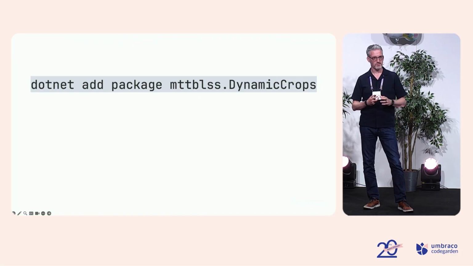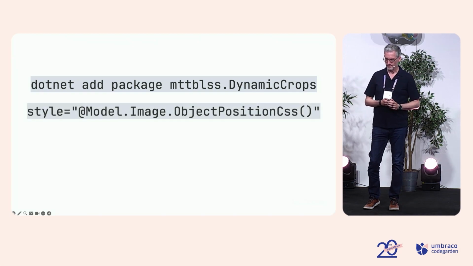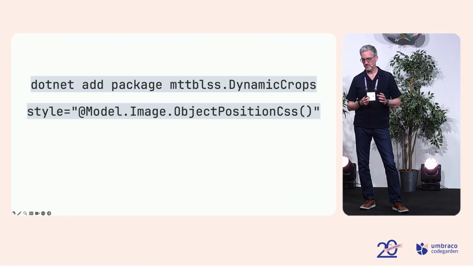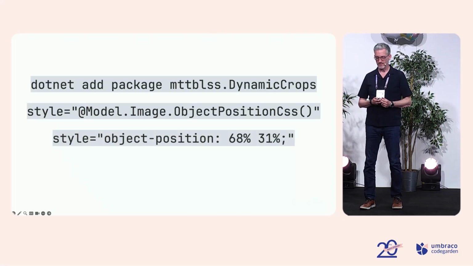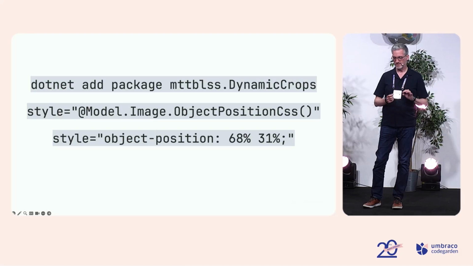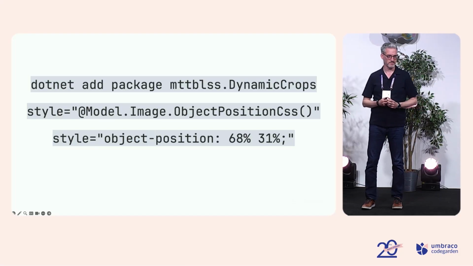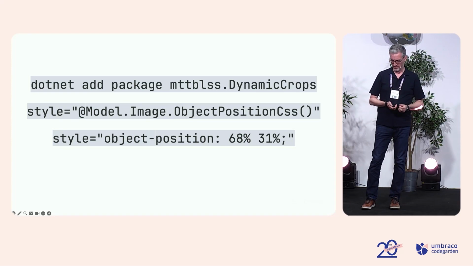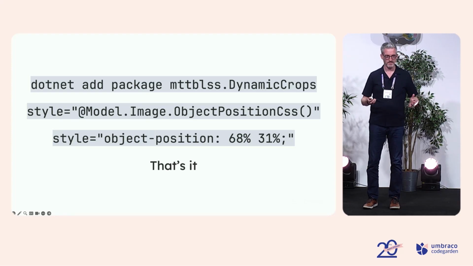It's just literally installing some C# code to handle some stuff for us. So now what we can do is we can just put another inline style tag. We can say we want to put a model.image.object position CSS. And that's going to output something that looks like this into our site. It's just going to say the object position is 68% and 31%. And that calculation is coming from knowing the aspect ratio of the original image, knowing the aspect ratio of our two extremes, doing a bit of mathematics to work out what that is in CSS terms, and outputting that for us. And that's it. It's really easy to wire up.